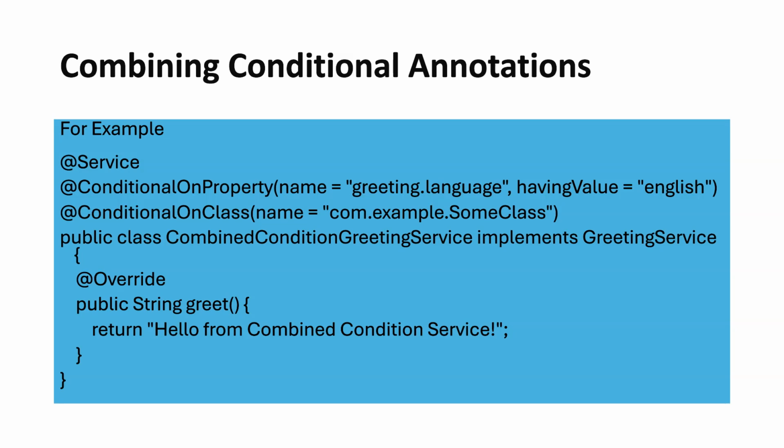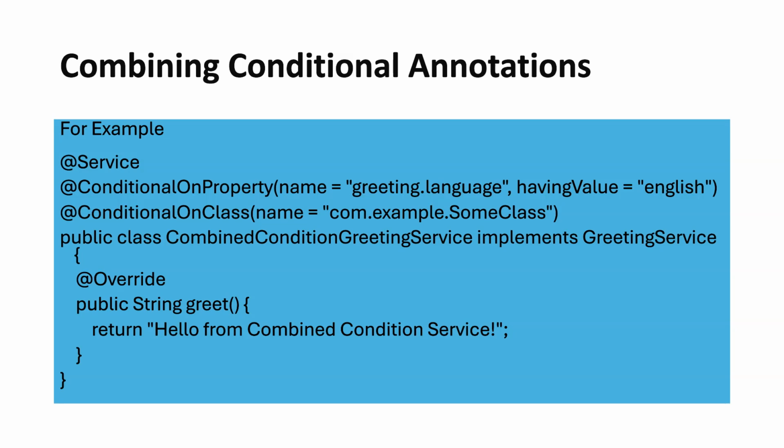For example, let's combine @ConditionalOnProperty and @ConditionalOnClass. By combining these two annotations, we can create a bean only if both conditions are satisfied. For example, you might want to create an English greeting service bean only if the greeting.language property is set to English and a certain class, com.example.SomeClass, is present in the classpath. In this scenario, Spring will check both conditions before creating the bean.